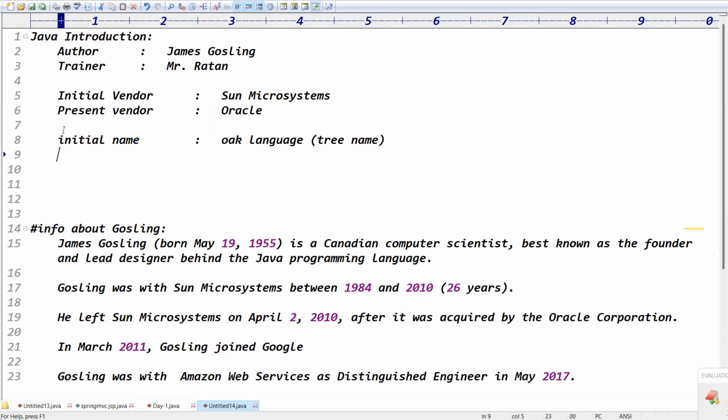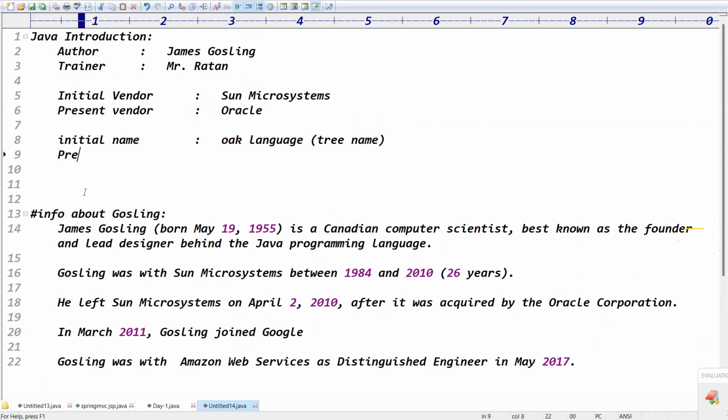It's a national tree in the US, right? Because the initial name of Java is Oak language, right? Exactly. What about the present name? Tell me. The present name of Java is Java, right? Later they renamed it to Java.